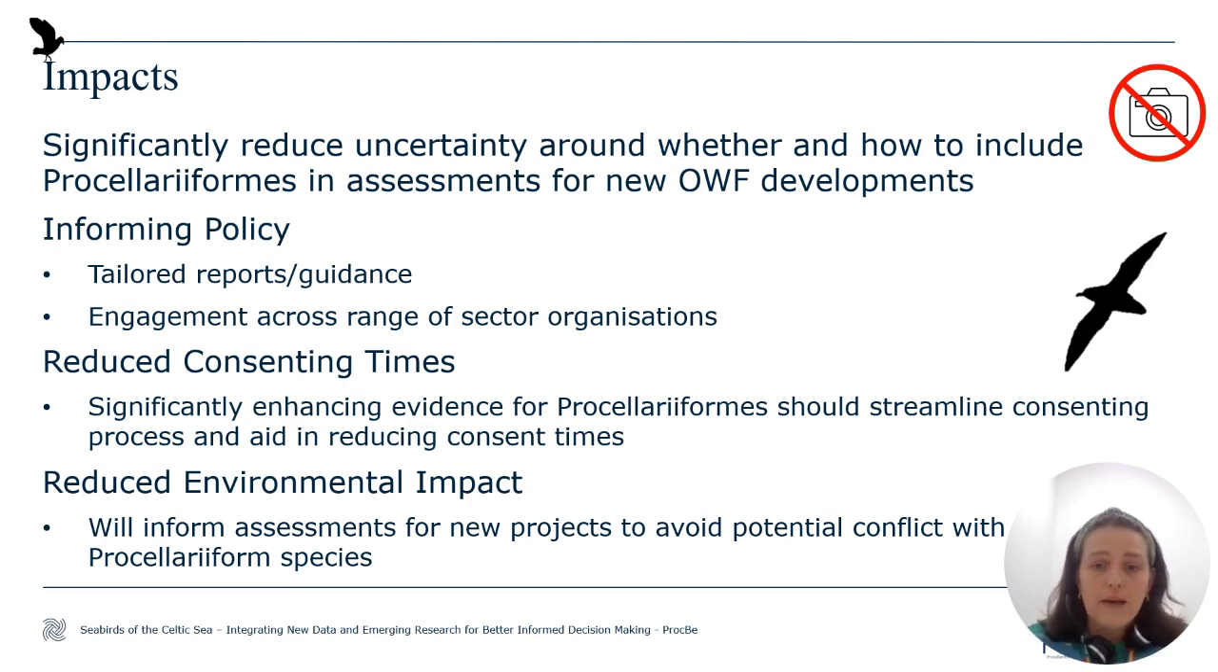So what are the key impacts of the project? We're hoping that we're going to have a few key ones. So we aim to significantly reduce uncertainty around whether to and how to include procellariiformes in impact assessments. The project will hopefully inform policy through targeted reports and guidance for a range of stakeholders, and we plan to engage with a range of sector organisations. So through this improved evidence, we should hopefully streamline the consenting process and aid in reducing consent times. We hope that ultimately this will reduce environmental impacts associated with new offshore wind expansion on the west coast of the UK.